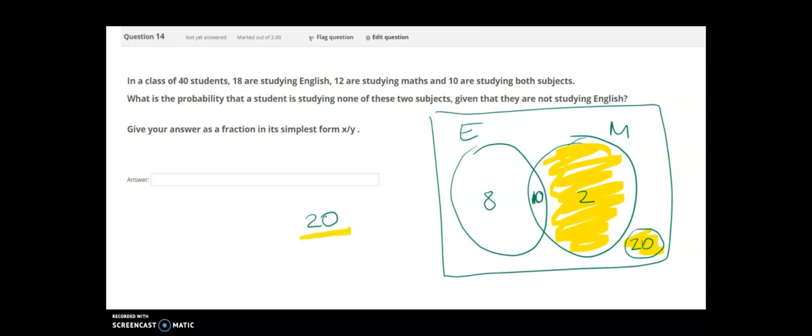So this is 20 out of 22. And we can simplify this further by dividing both by 2 to get 10 out of 11.